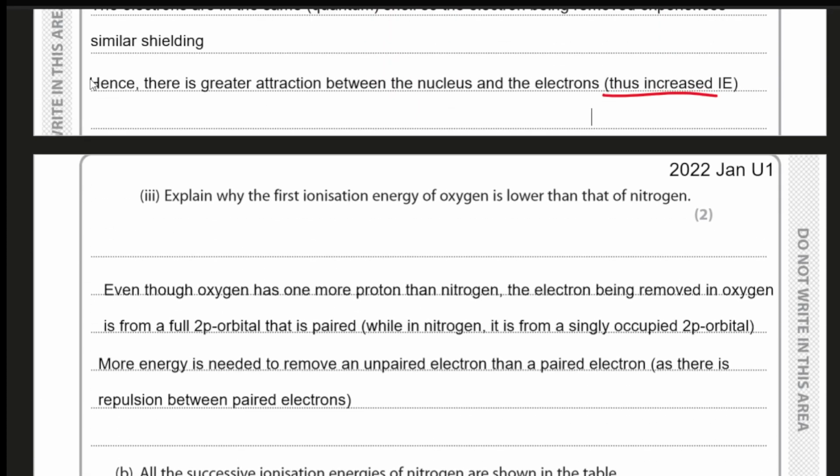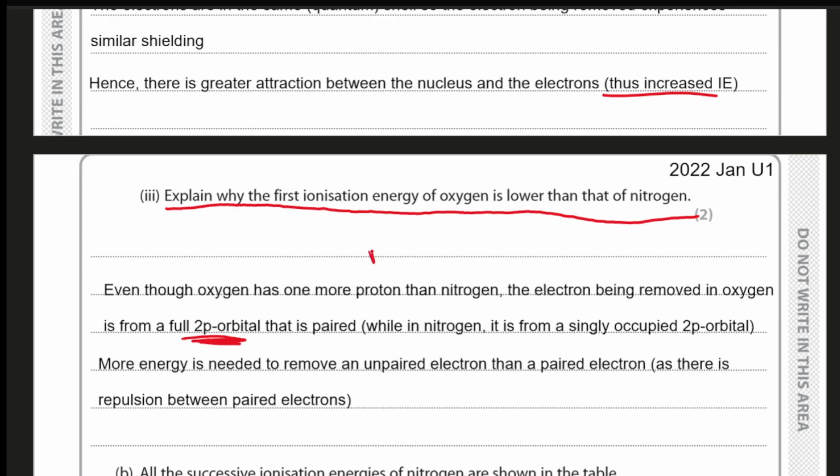Now obviously we know there are some anomalies in chemistry, so this is no exception. Explain why the first ionization energy of oxygen is lower than that of nitrogen. Between oxygen and nitrogen, you need to check the electronic configuration and analyze both of them. Even though oxygen has one more proton than nitrogen, we need to see that the electron being removed is from a full 2p orbital that is paired, while in nitrogen it is from a singly occupied 2p orbital.